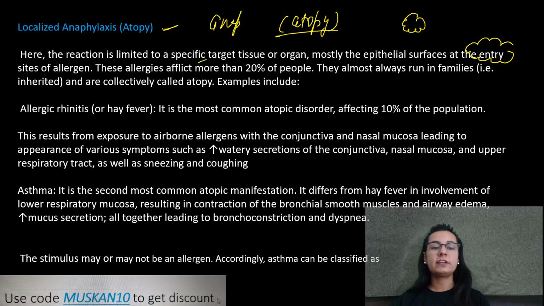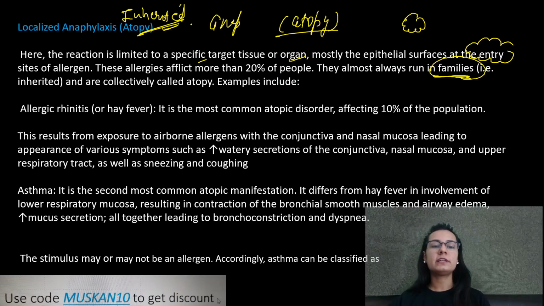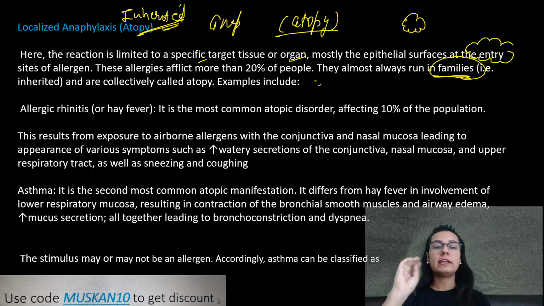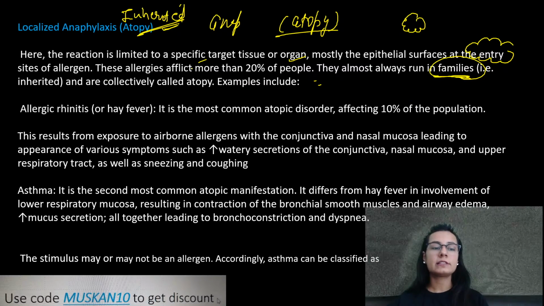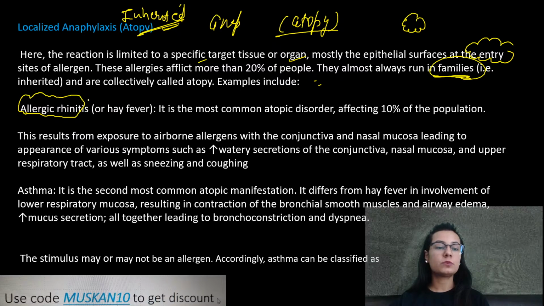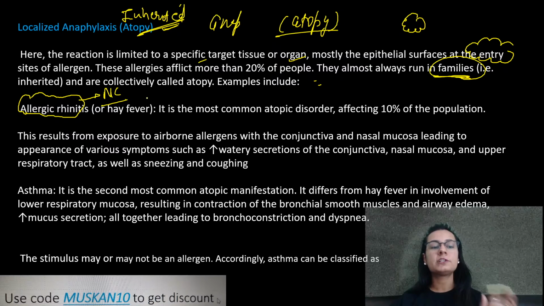These allergies afflict more than 20% and they always run in families, that is, they are mainly inherited. ठीक है, atopy is generally inherited and what are the examples? It includes allergic rhinitis. ABC सब याद रखो, अगर atopy का कोई example it will come under type 1. One is the allergic rhinitis or hay fever, the most common atopic disorder, occurring in about 10% of the population.